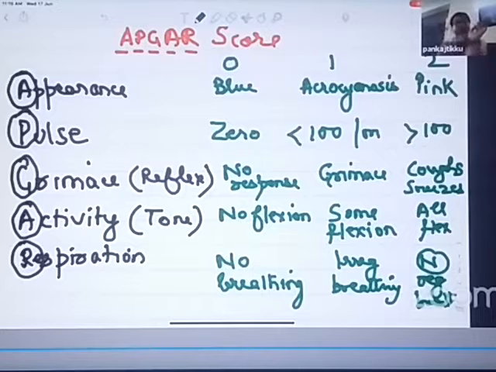Check pulse. Now in pulse, you are not checking the pulse, you are putting a stethoscope over the heart of the child and counting the heart rate. Please remember, you are not counting the respiratory rate, you are counting the heart rate. So a heart rate which is 0, give him a score of 0. A heart rate which is less than 100 per minute, give him a score of 1. And if the heart rate is more than 100 per minute, give him a score of 2. Last column is a score of 2.